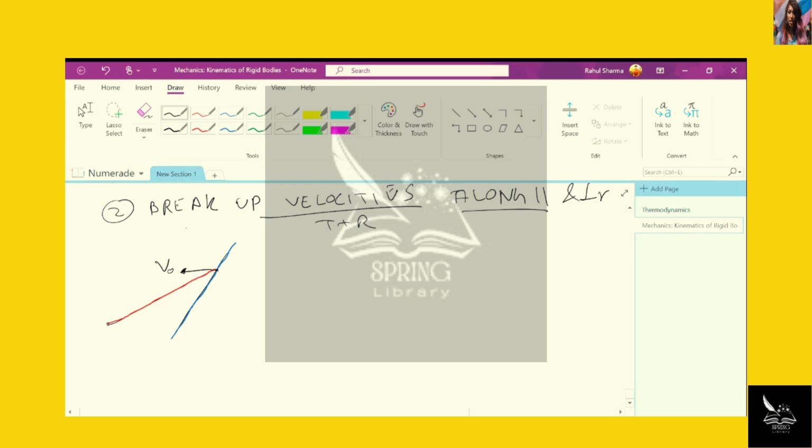rotational velocity is perpendicular to the rod, so it's going to be vr here. Now we need to break these into perpendicular and parallel to the rod, so we have to break them along the blue line and perpendicular to the blue line here. Okay, so we need angles. So what is this angle?